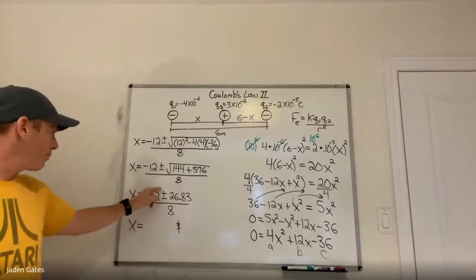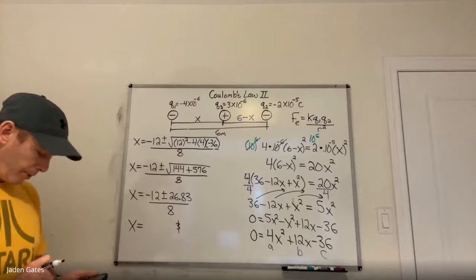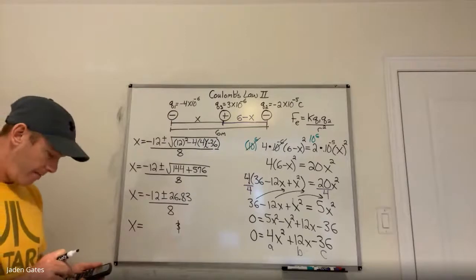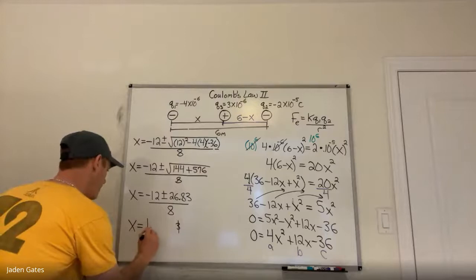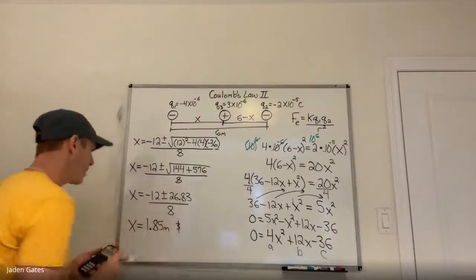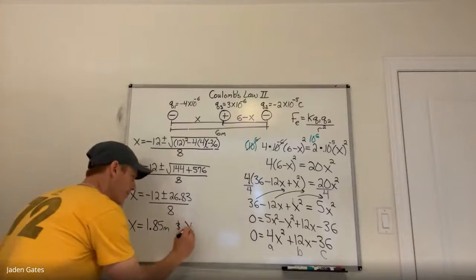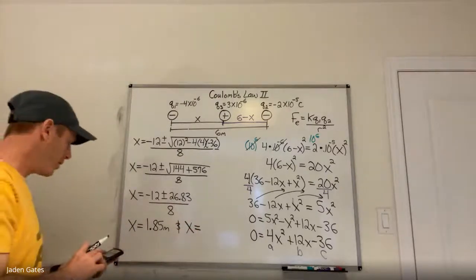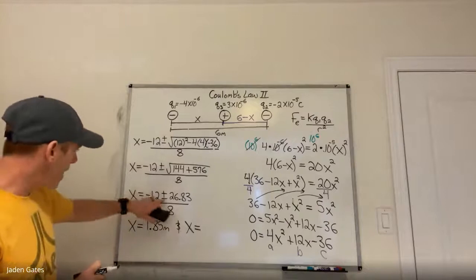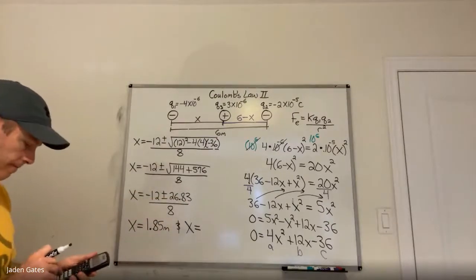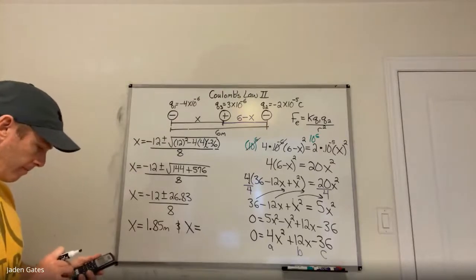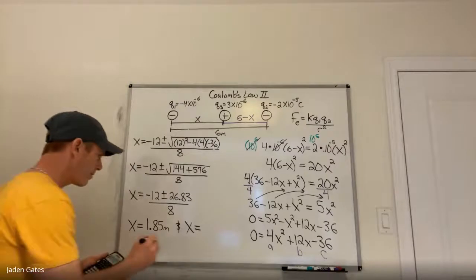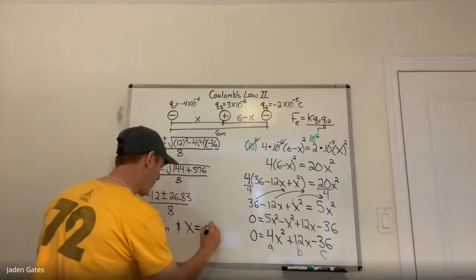All right, so I'm going to go negative 12 plus 26.83, and then divide by 8. And I get, to 2 decimal places, 1.85 meters. But with the quadratic formula, right, you get two answers. Let's see here. We get negative 12 minus 26.83, then divide by 8. And I get negative 4.85.